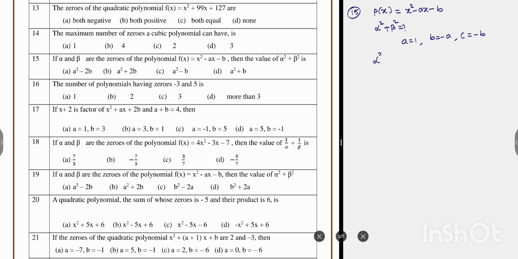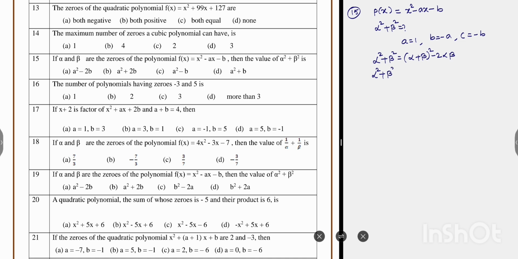Now alpha square plus beta square. To find alpha square plus beta square, you have to follow this formula: alpha plus beta whole square minus 2 alpha beta. Whenever you want to find alpha square plus beta square, use alpha plus beta whole square minus 2 alpha beta, because alpha plus beta whole square is alpha square plus beta square plus 2 alpha beta. If you transpose plus 2 alpha beta to that side, alpha square plus beta square is alpha plus beta whole square minus 2 alpha beta.